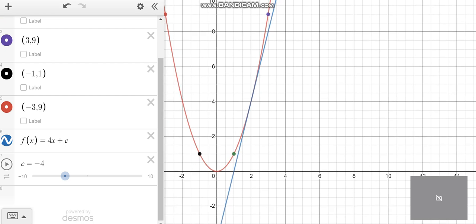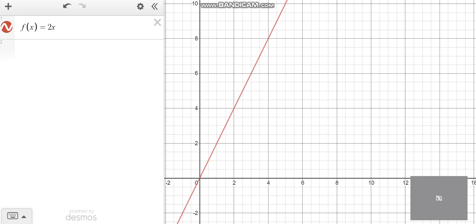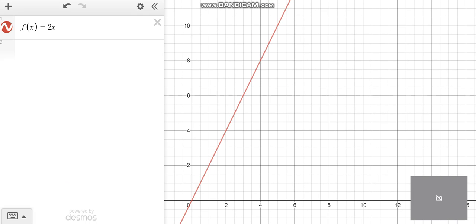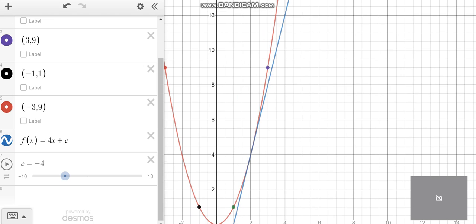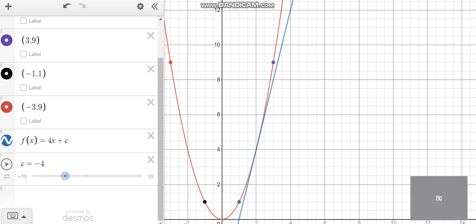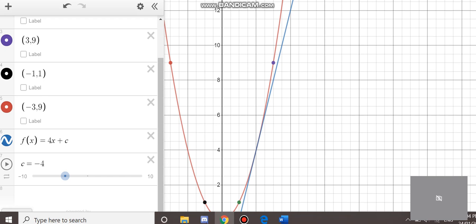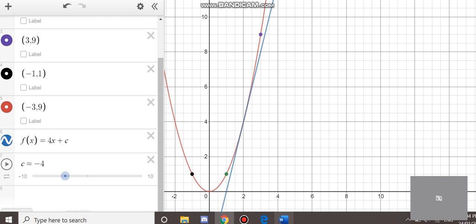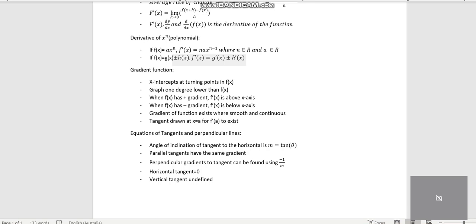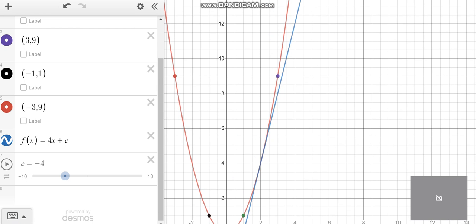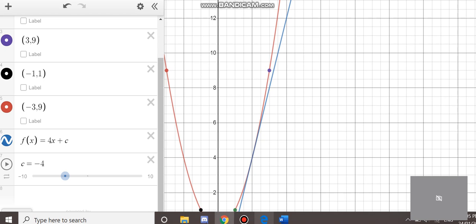If I want to work out the gradient at x equals 3, it's going to be around 6, which makes sense because the power is dropped. So that's a visual way of showing how things work. For the equation of a tangent, you find your gradient and you find a solution that touches the curve at one point, and that's how you solve that.